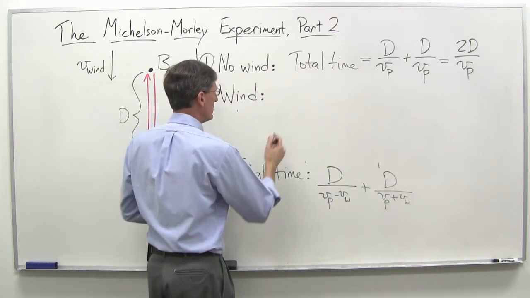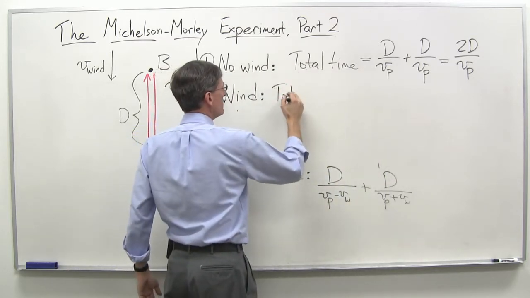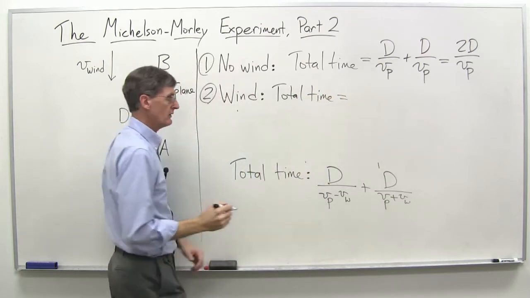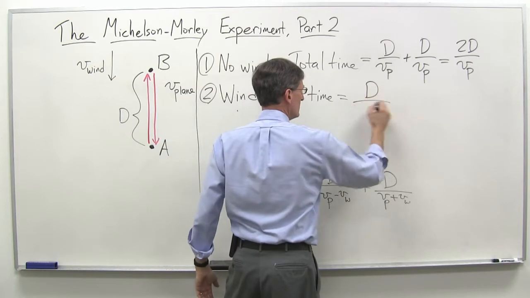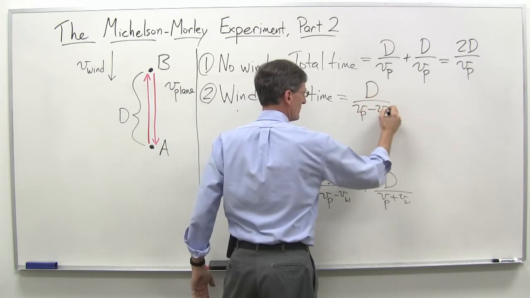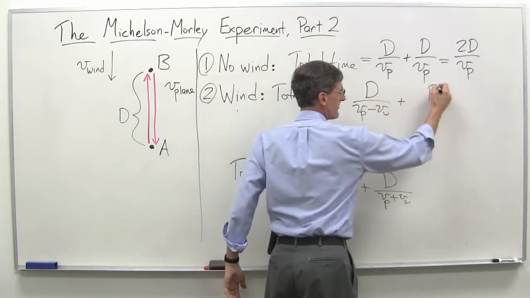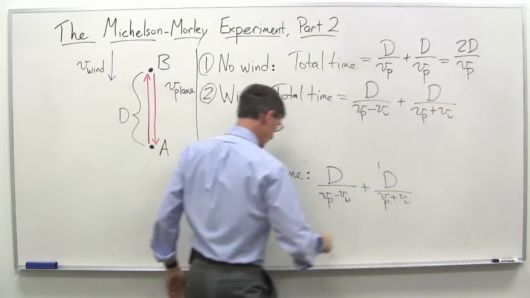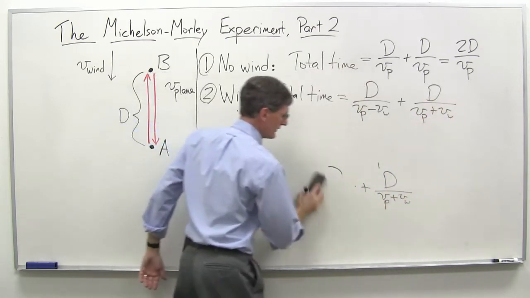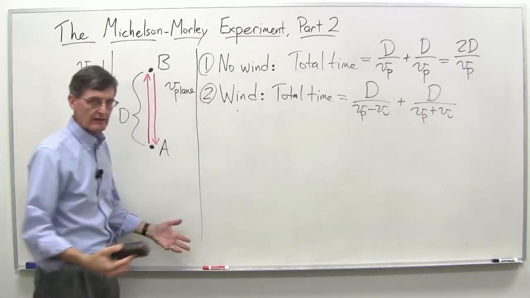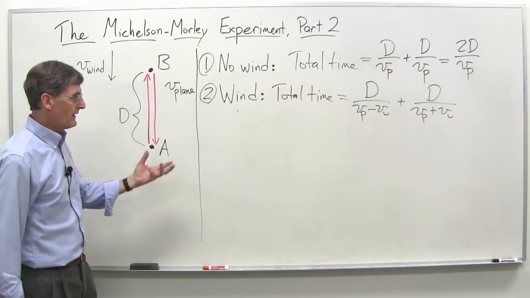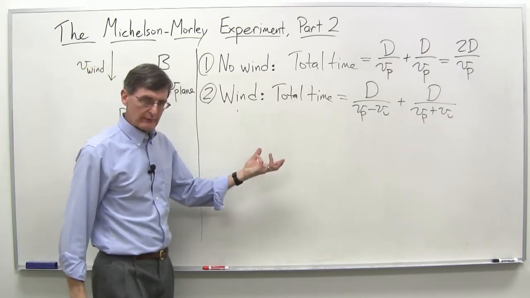Okay, so we're saying here the total time, just rewriting this thing here, is going to be d over vp minus vw plus d over vp plus vw. And at this point, we've done the analysis. Now we just have to crank through the algebra a little bit and see what the result is. So this is one of the reasons we did the math reminder here.